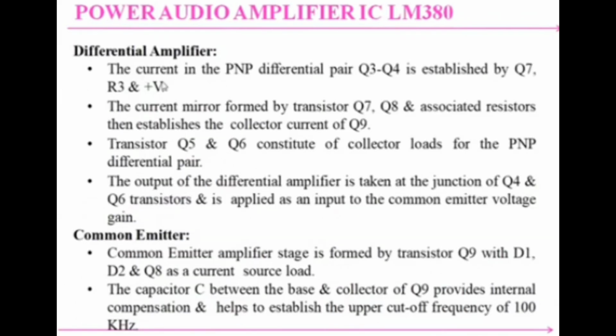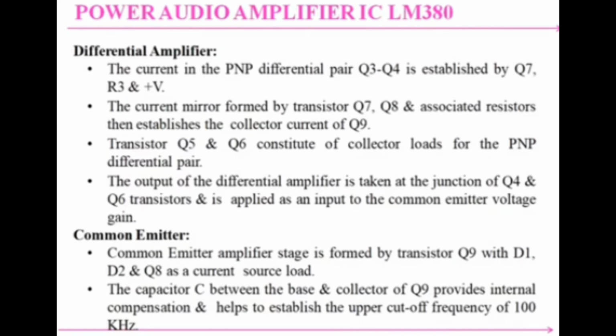Next one, differential amplifier. The current in the PNP differential amp pair Q3, Q4 is established by Q7, R3 and supply voltage. The current mirror formed by transistors Q7, Q8 and associated resistor then establishes the collector current of Q9. Transistors Q5 and Q6 constitute the collector loads for the PNP differential pair. The output of the differential pair is taken at the junction of Q4 and Q6 transistors and is supplied as an input to the common emitter voltage gain stage.